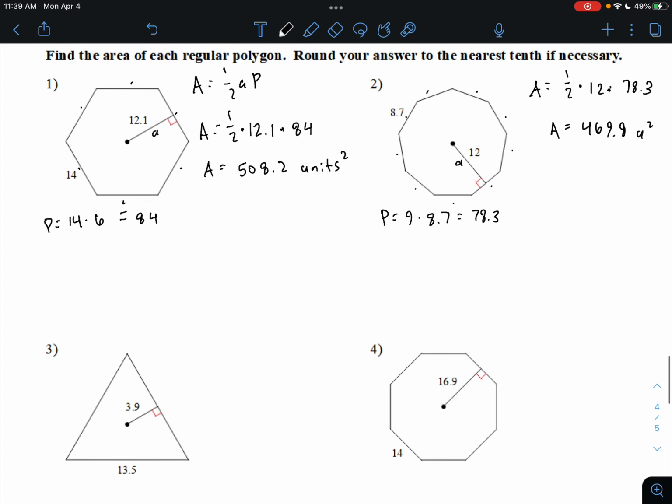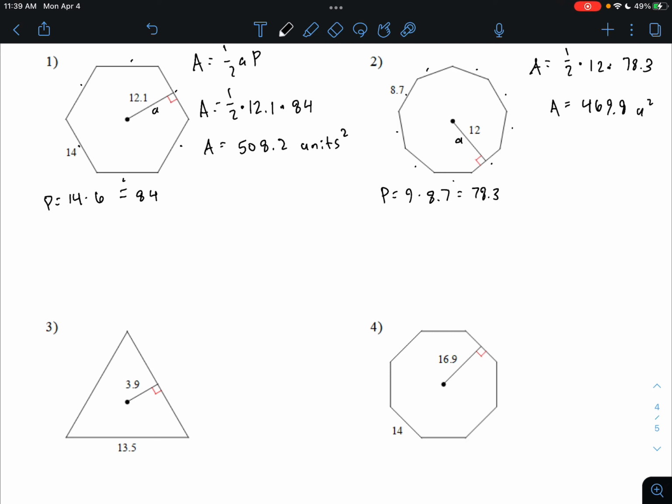If you got both of those correct, you should be good to go. But I want you to try questions 3 and 4. Pause the video, try the questions, and then I will give you the answers when you're done. On question 3, the apothem, once we plug that in, is 78.975, and that will round to about 79.0. Question 4, the apothem is 946.4.